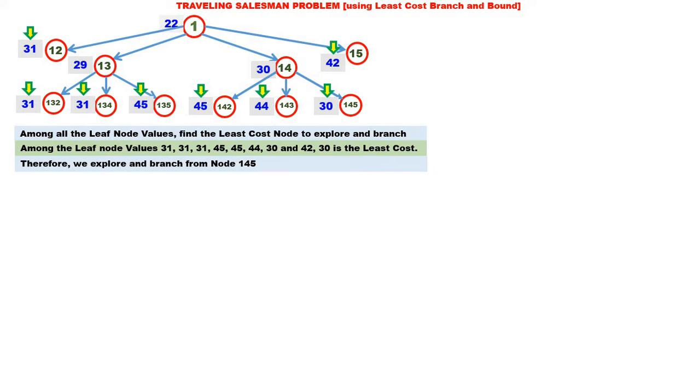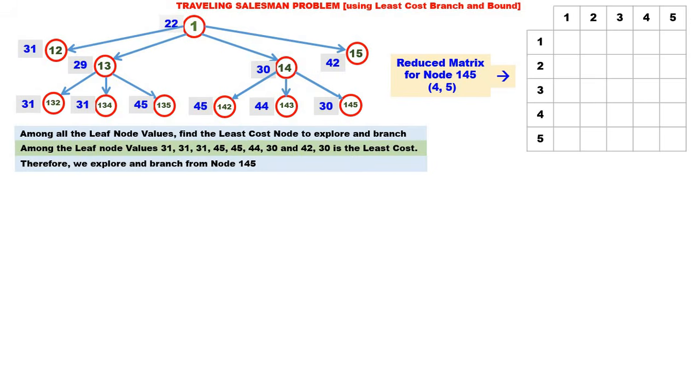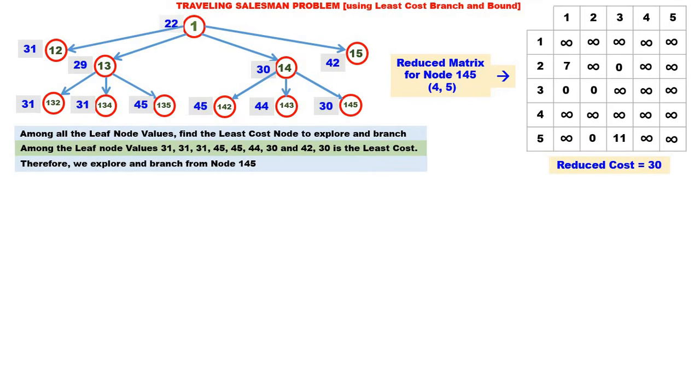If we have to explore 145, we require the reduced matrix for 145. So we write the reduced matrix for 145 and the edge is 4, 5. This is the reduced matrix. We should remember the reduced matrix. That matrix I am writing. Reduced matrix for 145 and the reduced cost is 30.